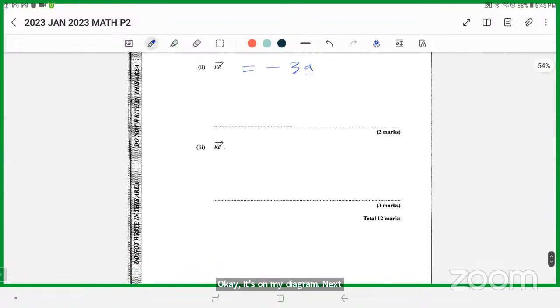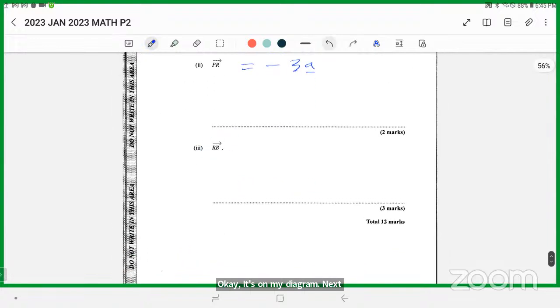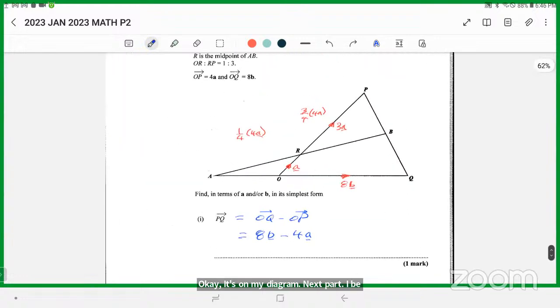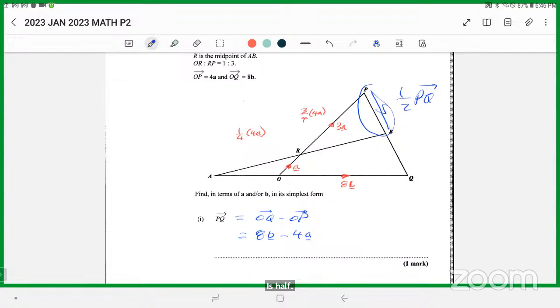Next part, RB. Easy. How do I go from R to B? Now, remember, this can be done multiple ways. Remember that B is the midpoint of this line. So essentially, PB is half of PQ. And then you also know this vector, R to P. So that's the easy way to do it.